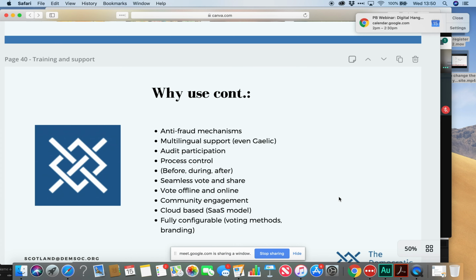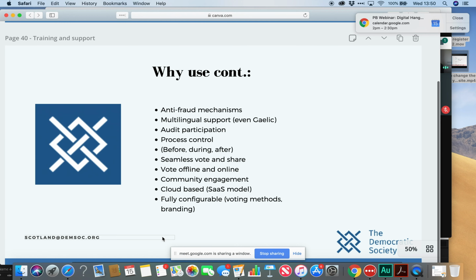As with many of these tools, most of them have anti-fraud mechanisms. Most of them have multilingual support, and Participatory even has Gaelic. Audit participation, process control before, during and after, seamless vote and share. So you can share it onto your social media such as Twitter or Facebook. You can vote offline and online, so you can connect the votes that are offline into the online, if that makes sense. Community engagement. Some are cloud-based, so Participatory is, for example. Fully configurable, so there are voting methods and branding, and you can change all this yourself.